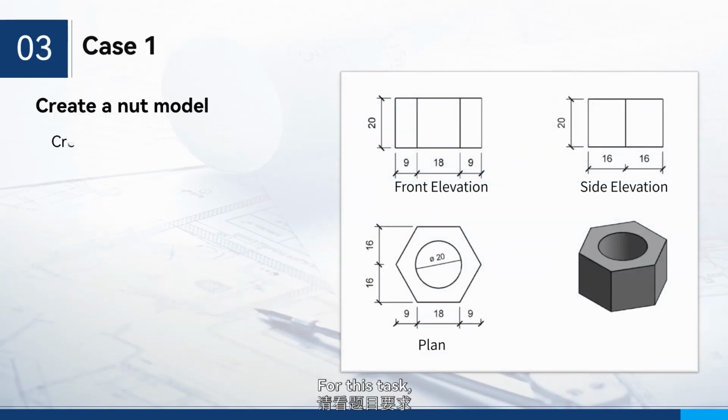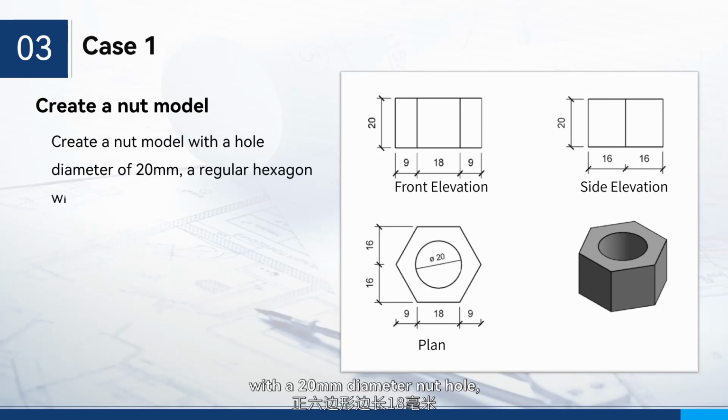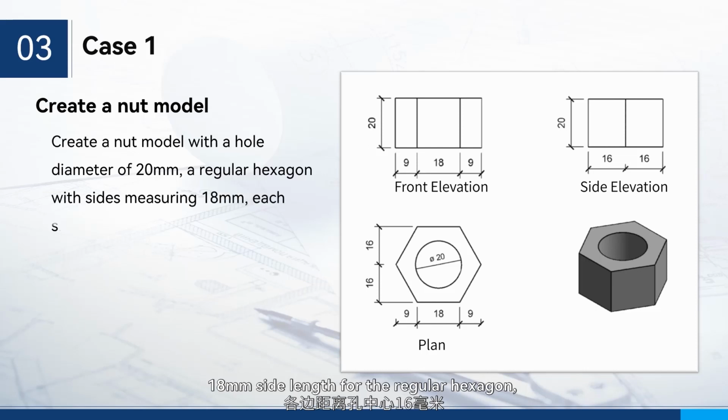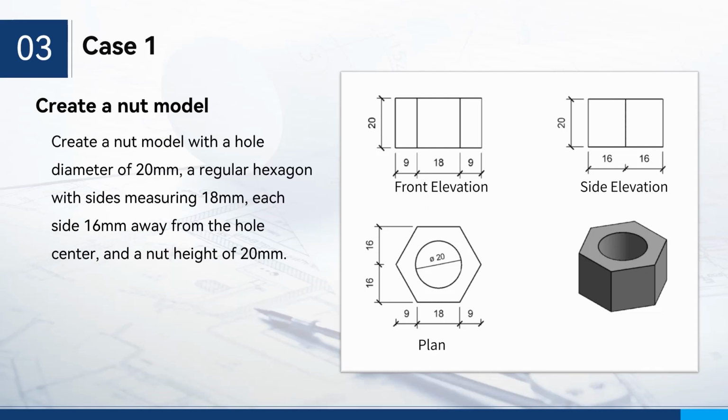For this task, create a 20 mm high nut model with a 20 mm diameter nut hole, 18 mm side length for the regular hexagon, and 16 mm distance for each side from the center of the hole. Before modeling, perform a form analysis and select appropriate commands for different forms.